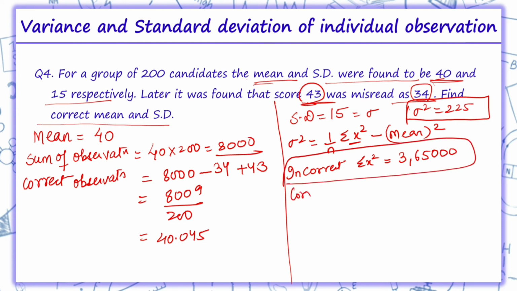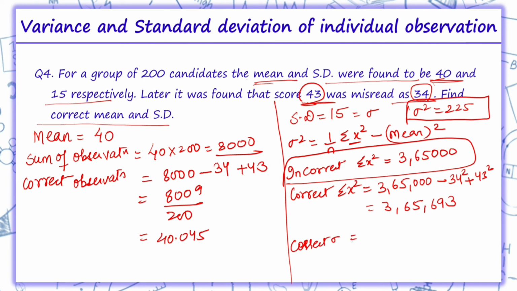Now we have to find the correct value. Again the method will be the same. Over here the only difference is that we'll do squarings. We'll write 3,65,000 minus the square of this number, 34 square, plus the square of the correct number, which is 43 square. This is the corrected summation of x square, which comes out to be 3,65,693.